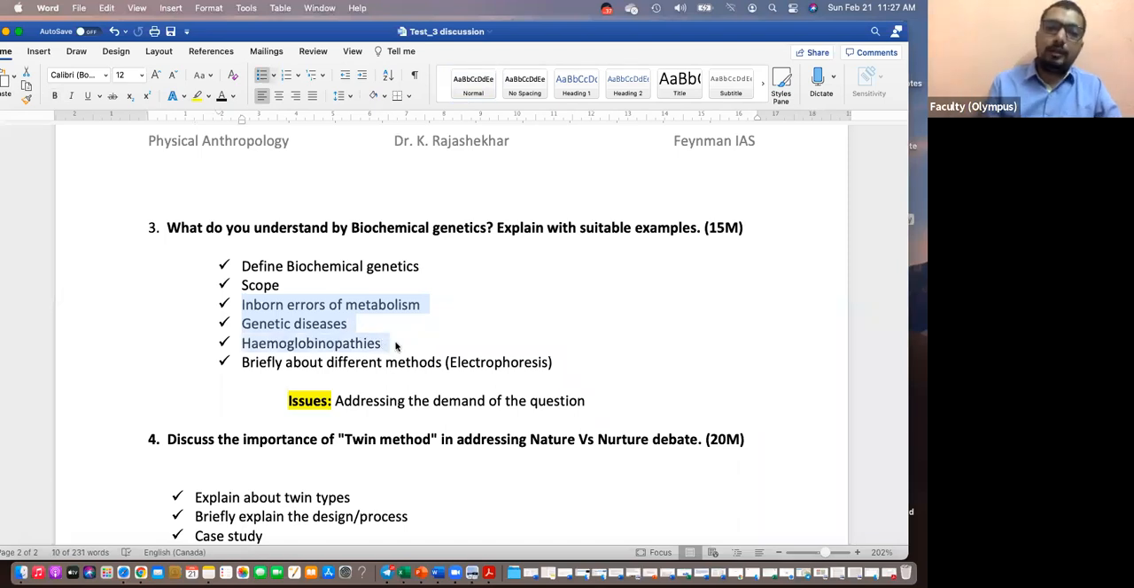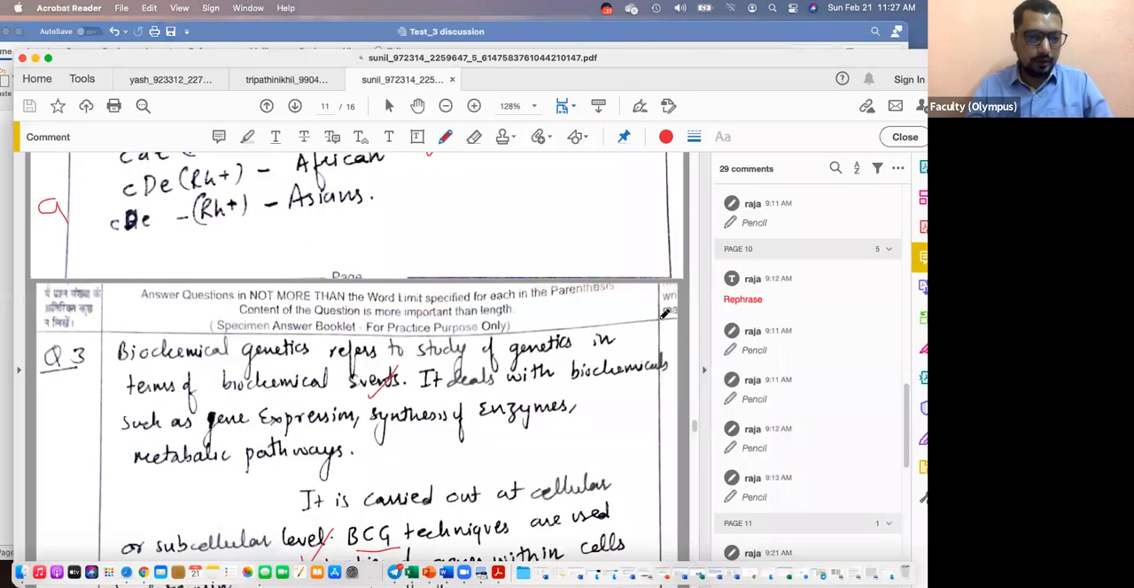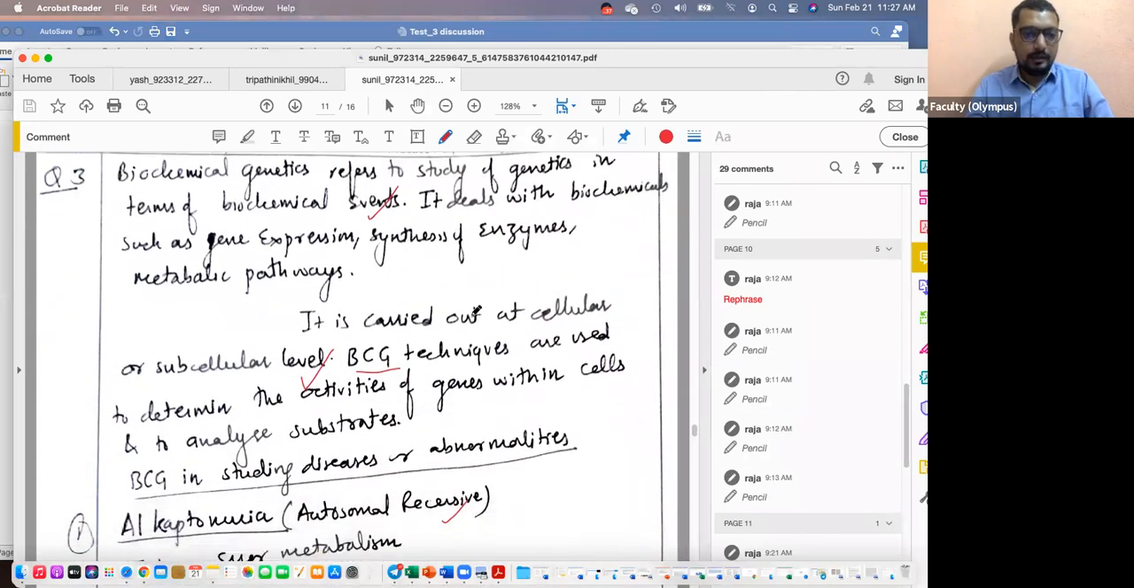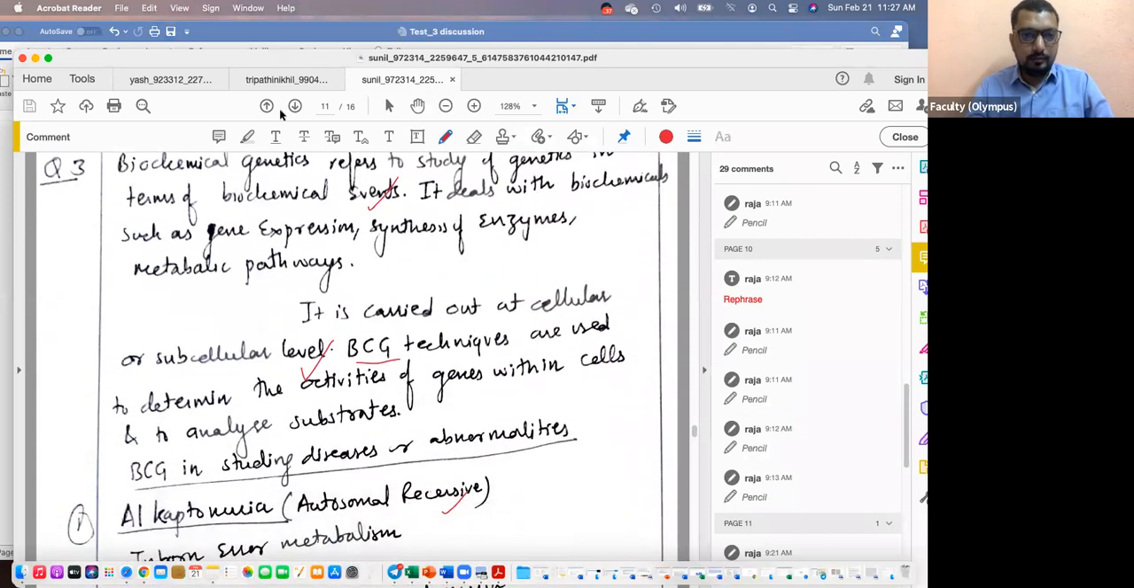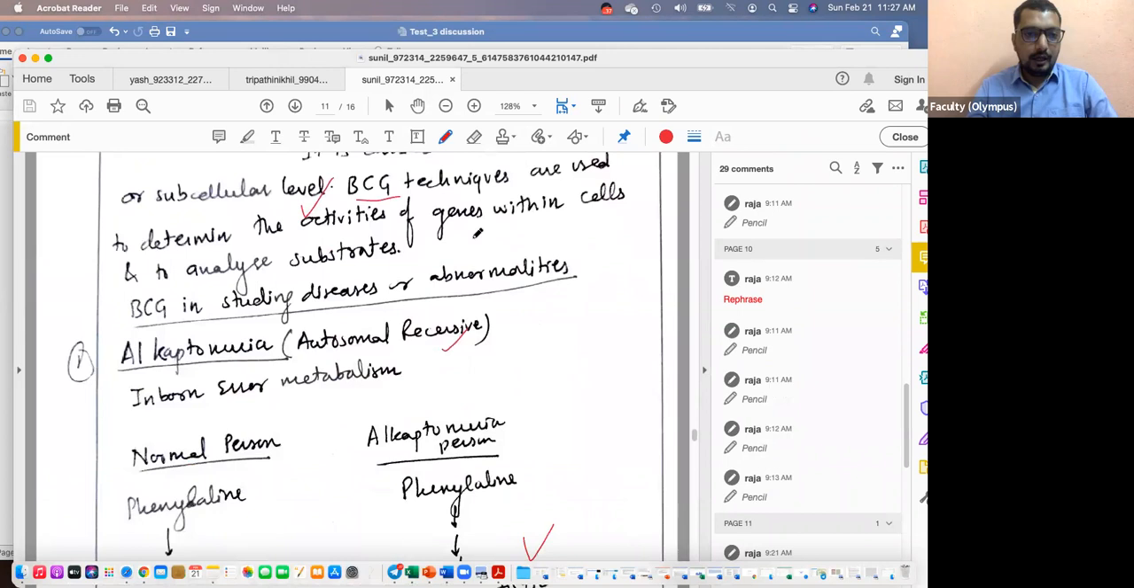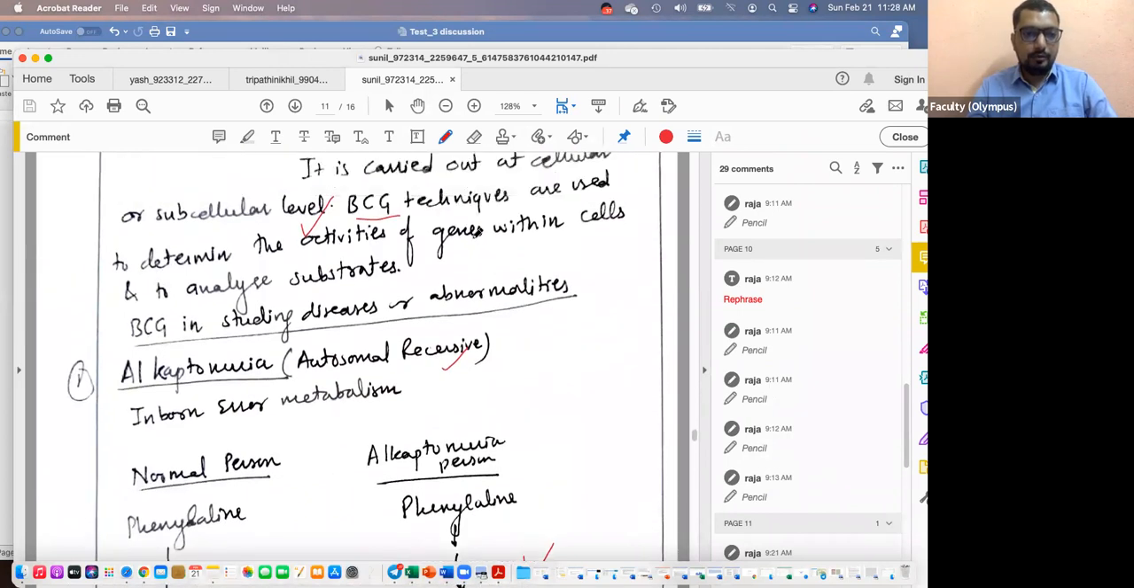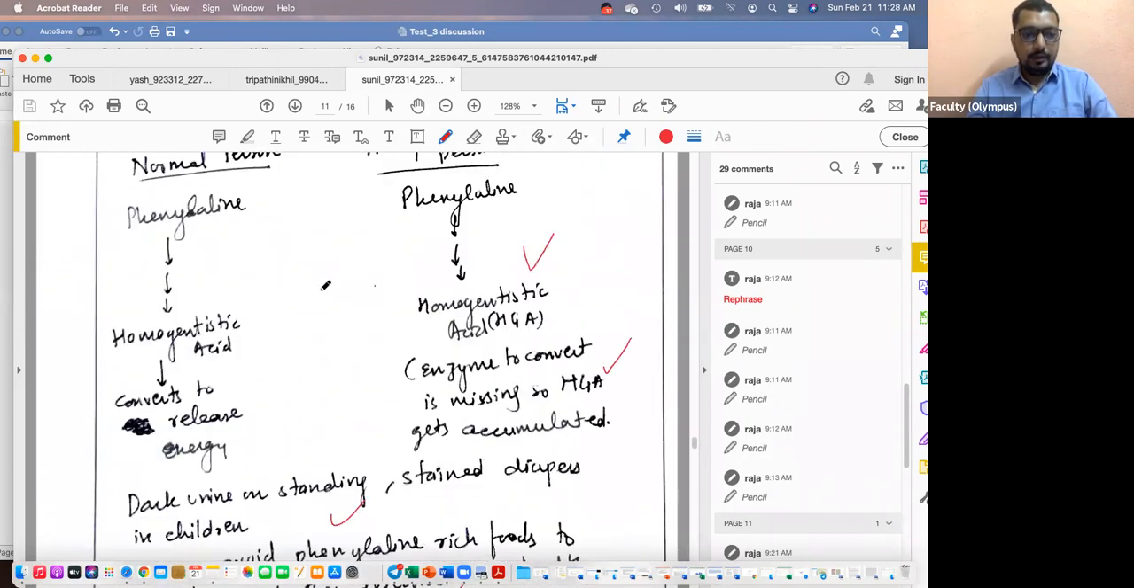With respect to that, mention the method. These methods are useful, but don't focus too much on the methods. Question is not demanding you to talk more about the methods. I think just two of you have written that. So biochemical genetics, like Sunil's answer, they defined what it is and talked about scope, gene expression, enzymes, metabolic pathways, etc. And you talked about these examples, alkaptonuria, phenylketonuria and hemoglobinopathy.